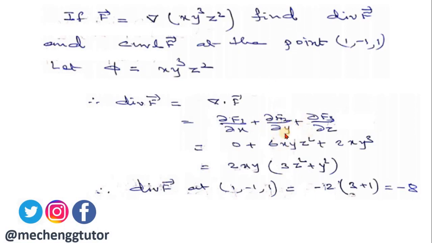Then f2 when differentiated partially with respect to y, you get 6xyz square plus f3 with respect to z will give you 2xy cube. Taking 2xy common, what remains is 3z square plus y square. Therefore, divergence of f bar at the given point (1, -1, 1) is equal to 2 into, x is 1, y is -1, so -2 into bracket, it is 3 plus 1. So it is -8.